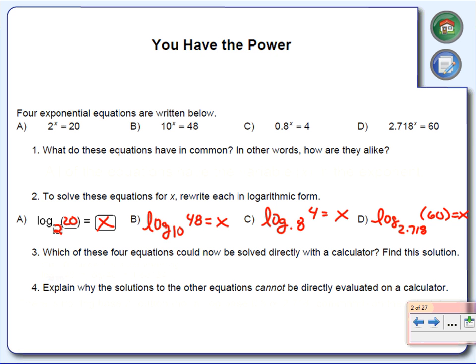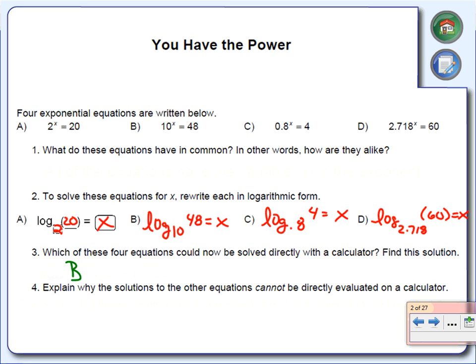So this is just a little review of what we talked about last week, converting from an exponential to a log. Now, number 3 says, which of these 4 equations can now be solved directly using a calculator? In other words, only one of these we can actually put in the calculator. Which one is it? B. Why can we put B in the calculator? That's right, because the calculator has base 10. So go ahead and put that in your calculator for me. Let's see what we get.